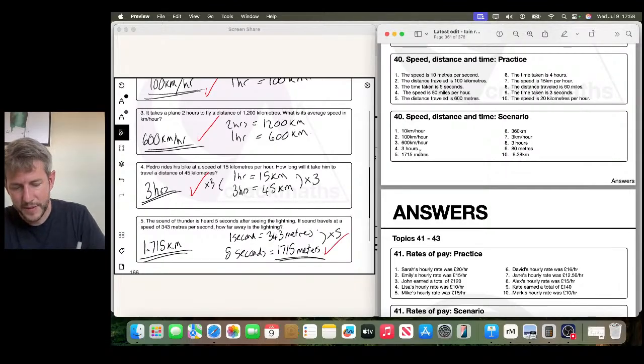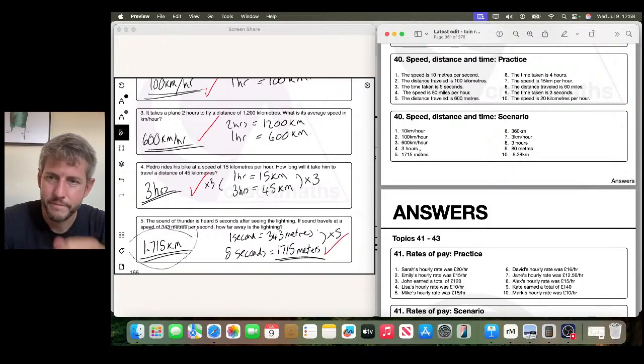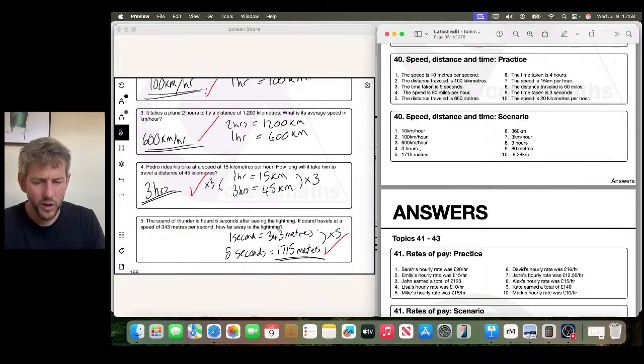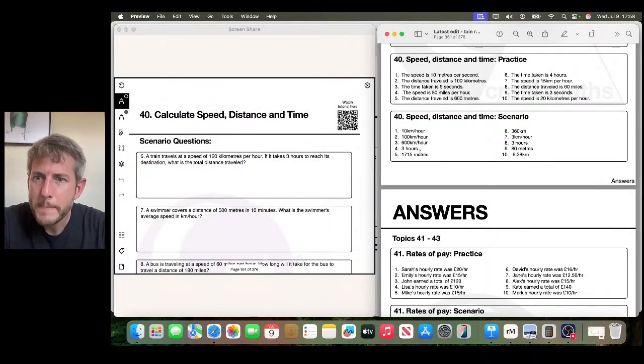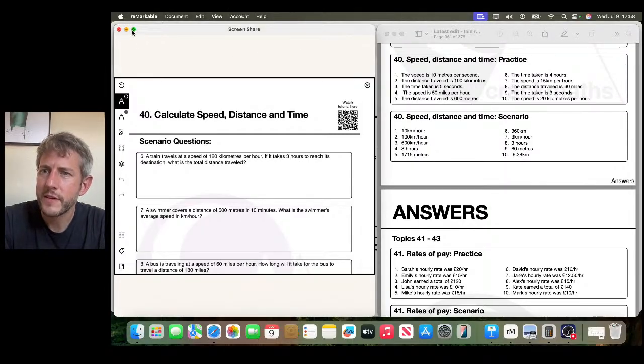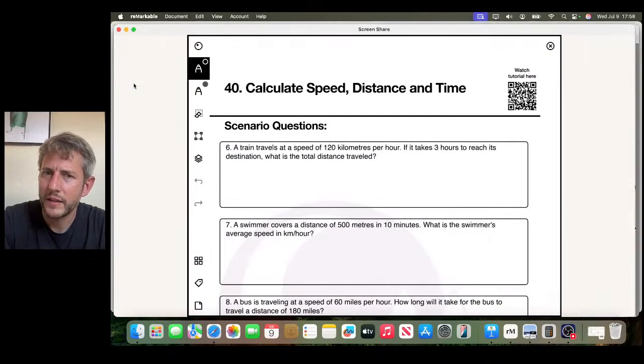1,715 meters. Let me get rid of this. We don't need it. Okay. Right, last round of 5. Okay, so here we go. Let's open this up here and do that.